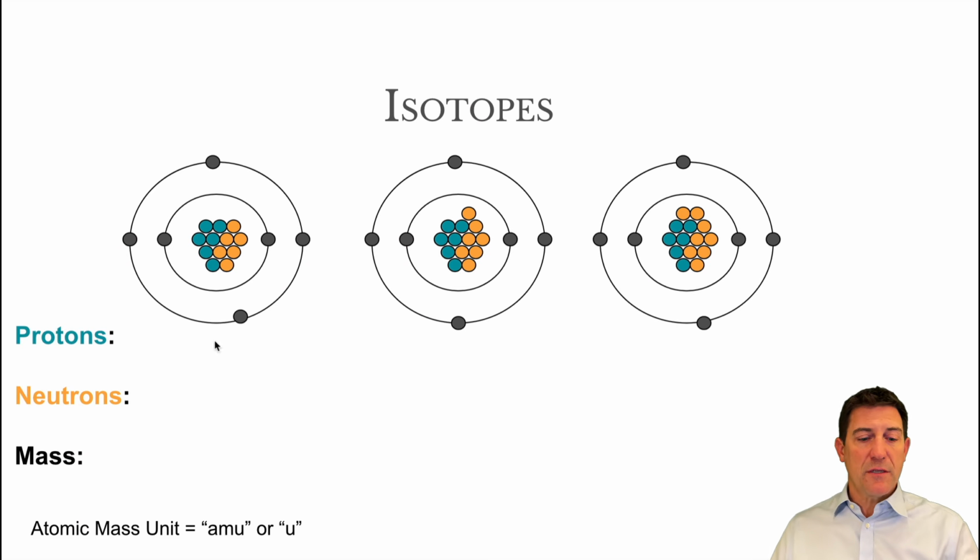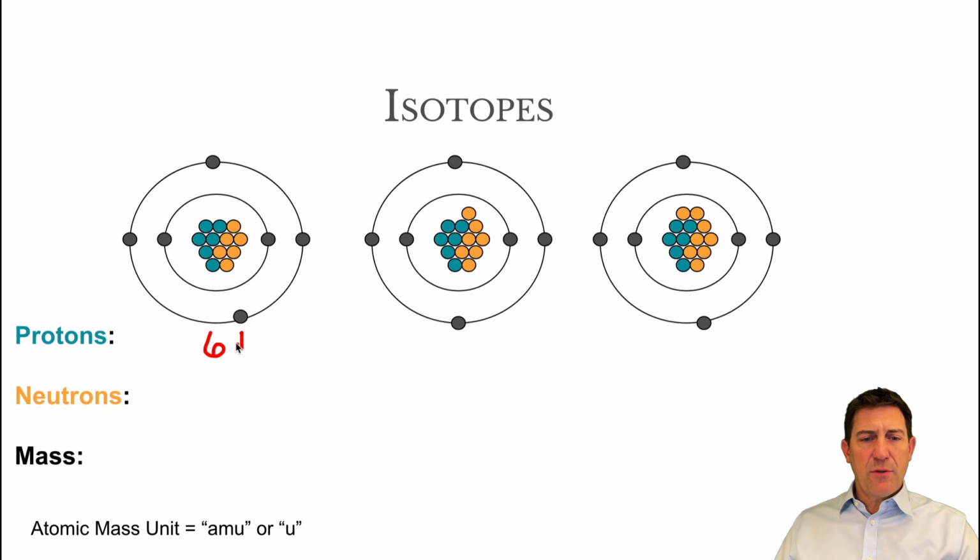So let's go through this. We've got our same thing. We're going to count up our protons, we're going to count up our neutrons, and we're going to get the overall mass. Here's another thing. The mass that we're calculating are atomic mass units. They're abbreviated AMU or just the letter U. So we count the protons. They each have a mass of 1. So 1, 2, 3, 4, 5, 6.